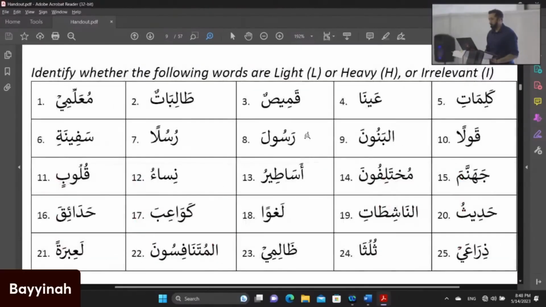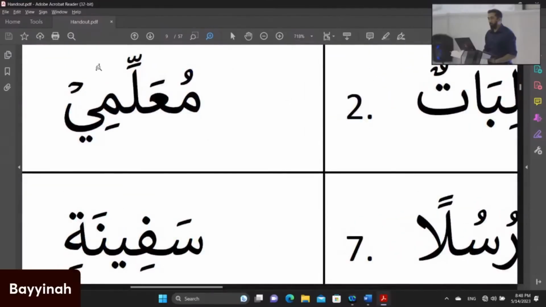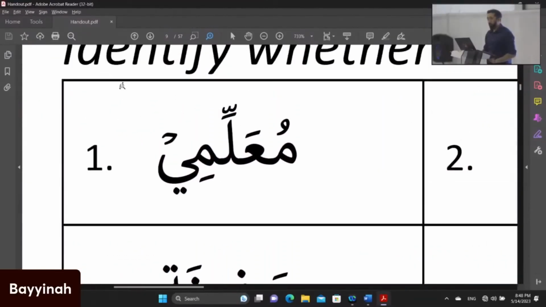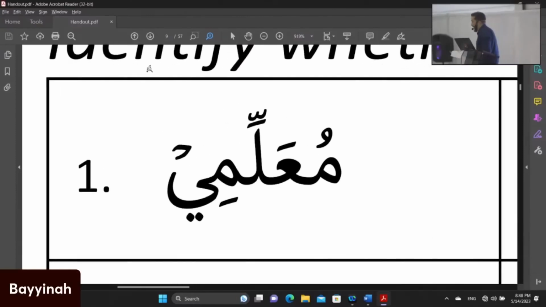Okay. So we have to identify whether this guy is light or heavy. These are some hard words. Before you figure out if it's light or heavy, you need to know if it's a sound or a combination. The trick now is, for every combination, there's a normal version and a light version. So you gotta think a little deeper now. So muallimi, my first question is this a sound or a combination?